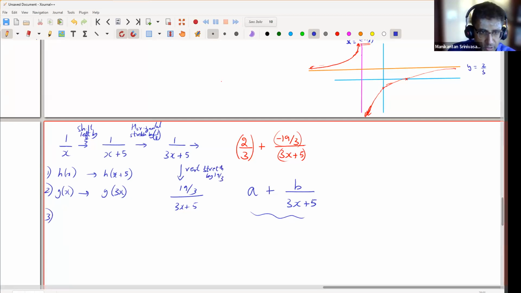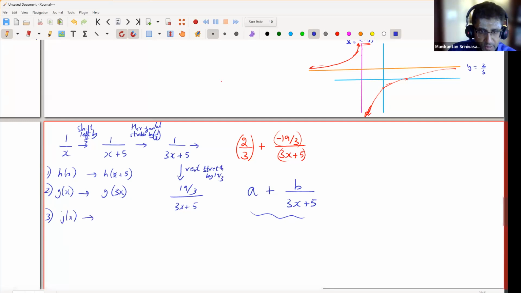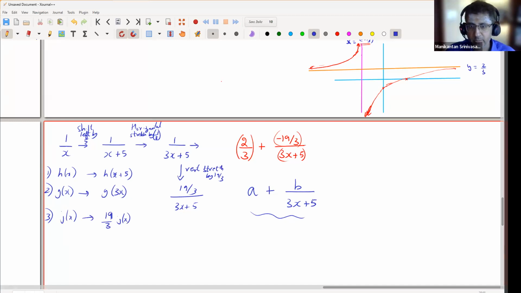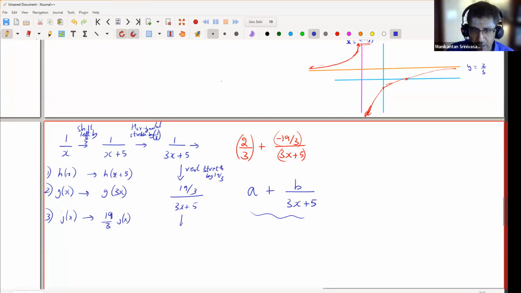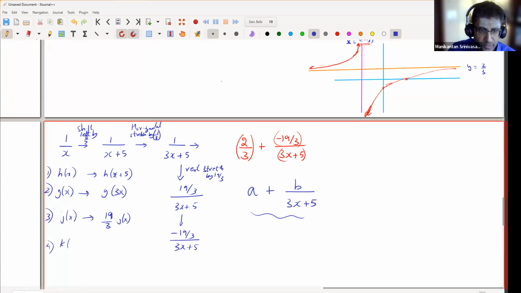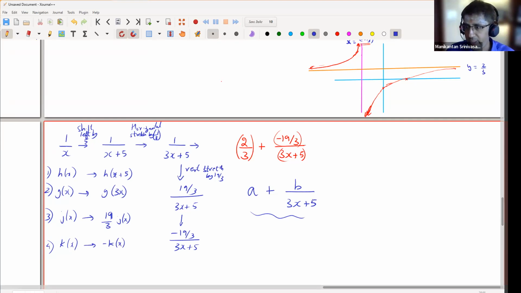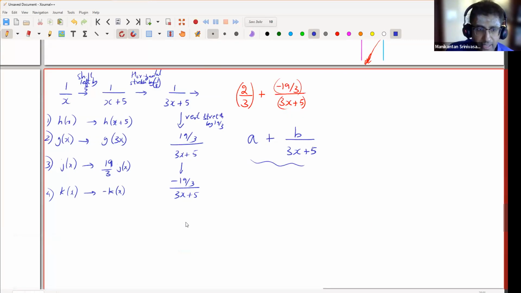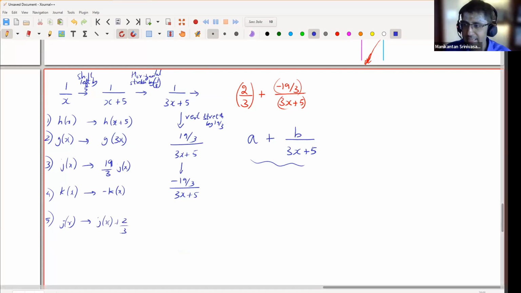So I'll just call j of x has become 19 by 3 times j of x, which is just a vertical stretch by a scale factor of 19 by 3. And now I can just put a negative sign around this by saying it's just a vertical reflection. So in other words, k of x has become minus k of x, which is just a vertical reflection around the x-axis. And now the last part is I'm adding 2 by 3 to it. So let's say g of x has become j of x plus 2 by 3. So it's a vertical translation or shift up by 2 by 3.